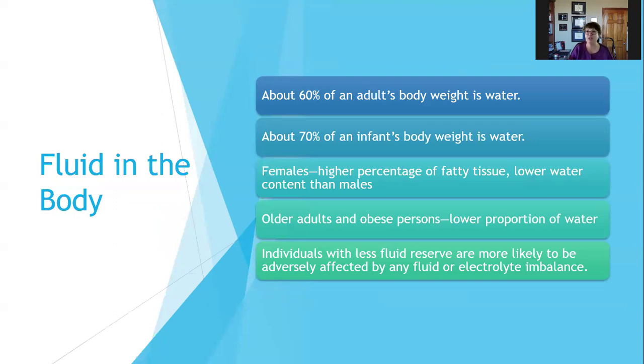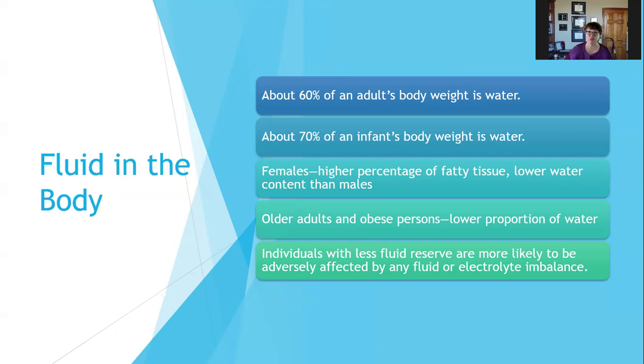Approximately 60% of an adult's body weight is water. Obviously varies from adult to adult. About 70% of an infant's body weight is water. Females have a higher percentage of fatty tissue, darn it, on average, and therefore lower water content. Older adults and obese persons have a lower proportion of water as well. So when people have a lower proportion of water, we say they have less fluid reserve, and individuals with less fluid reserve are more likely to be adversely affected with any fluid or electrolyte imbalance.